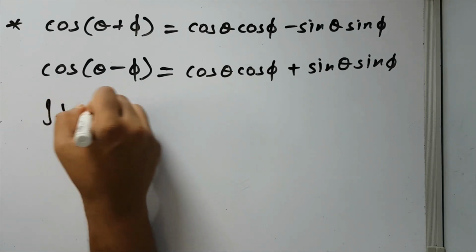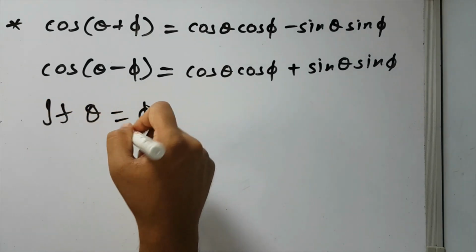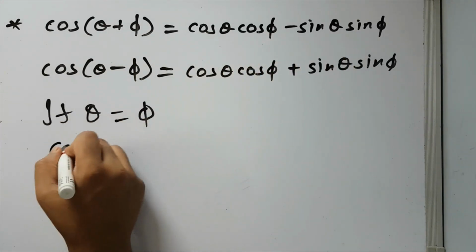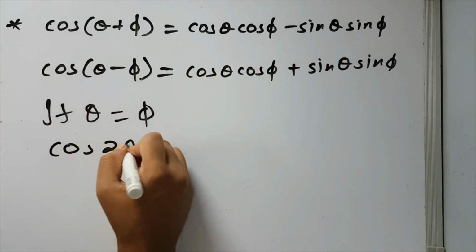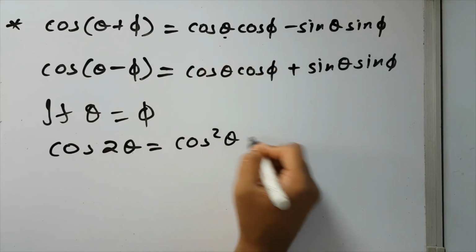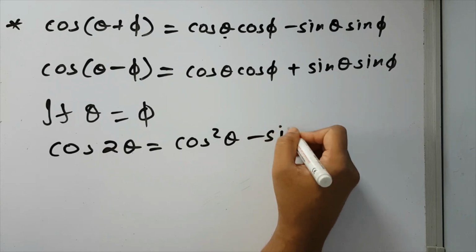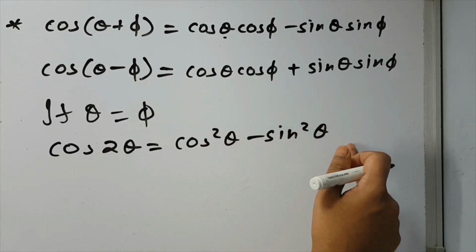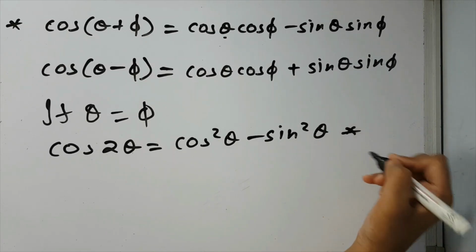Now what else? If theta is equal to phi, then you can see that cos of 2 theta will be equal to cos square theta minus sin square theta. Another important formula to be remembered.